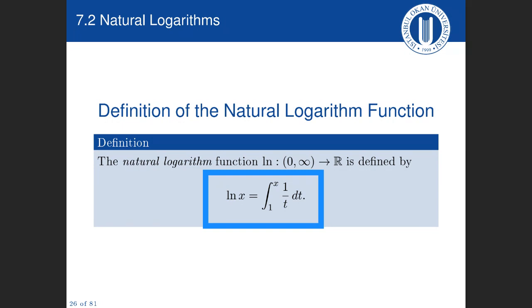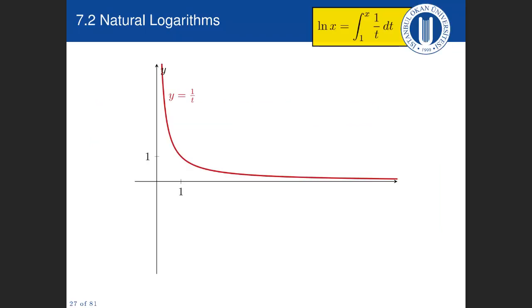ln of x means the integral from 1 to x of 1 over t dt. I think we need a picture. Here's the graph of 1 over t, and we're interested in the area underneath this graph between 1 and x. And as x increases, this area is going to increase, so ln of x is going to increase like this.